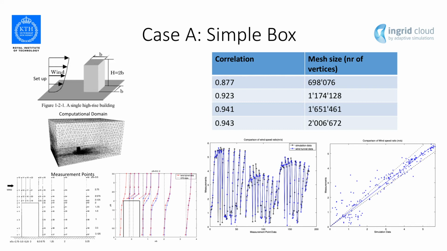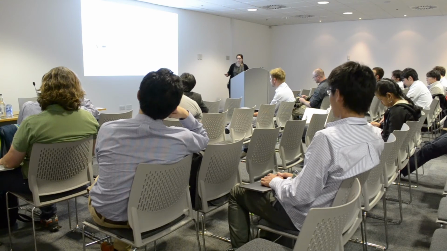Here we plotted the measurements against the simulation data. We observed that most of the points have a deviation of less than 10%. 10% is indicated by the dashed lines. In this table, we also calculated the Pearson correlation. A value of 1 means a perfect match between your data and the measurements. While we are refining the mesh, we converge to a value of 0.94, which is very satisfying. So we have really good agreement for case A.